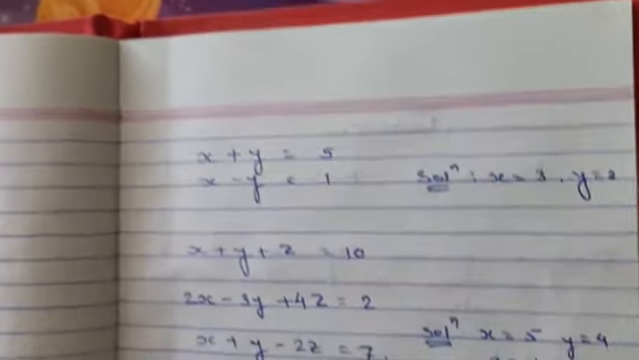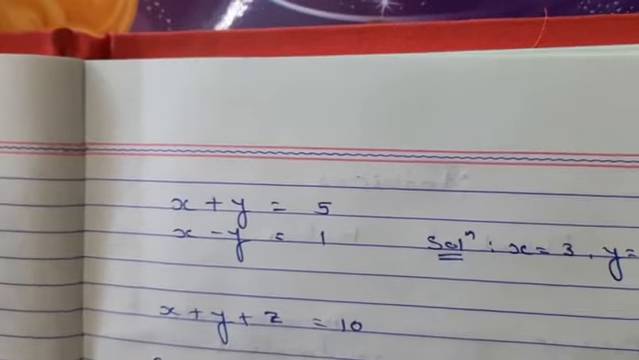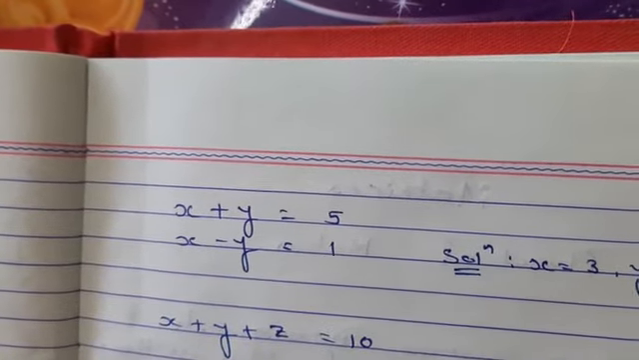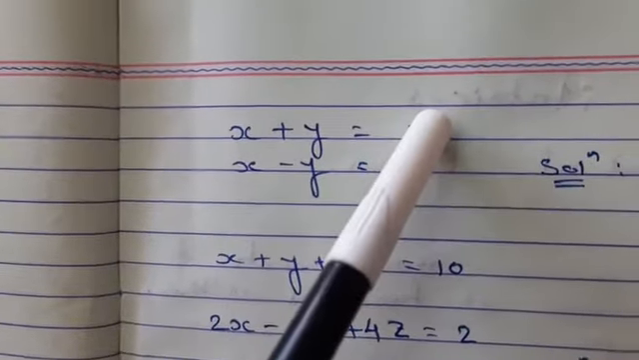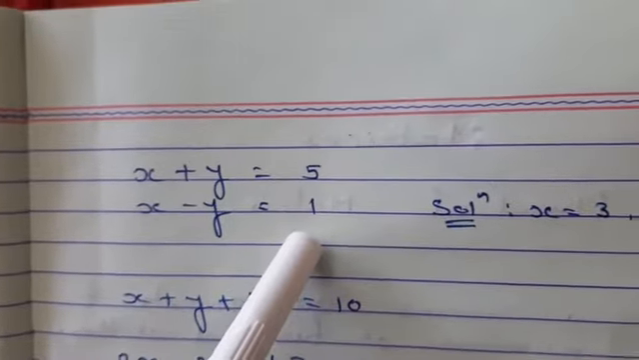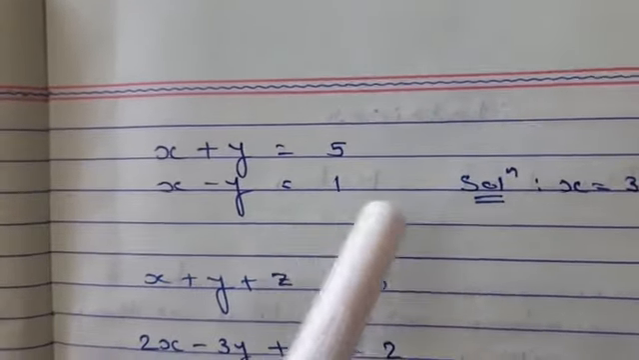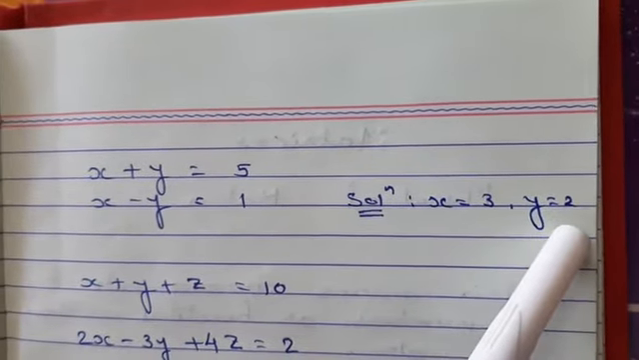Hello students. So we have already studied 11th standard. Now I have a question for you. If we have a system of linear equations x plus y is equal to 5 and x minus y is equal to 1, so what will be the solution? The solution is easy, that x is equal to 3 and y is equal to 2.